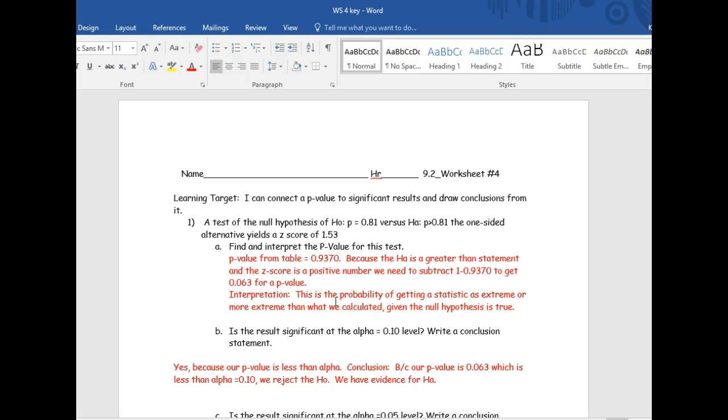Hi everyone, I'm going to talk over worksheet number 4. If you are confused from the video, this may help. The learning target is: I can connect a p-value to a significant result and draw conclusions from it.